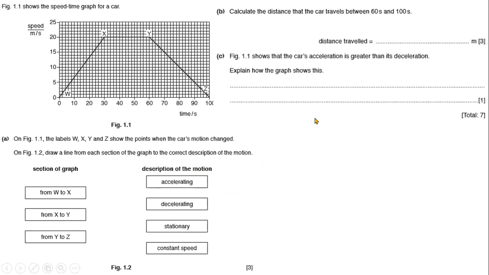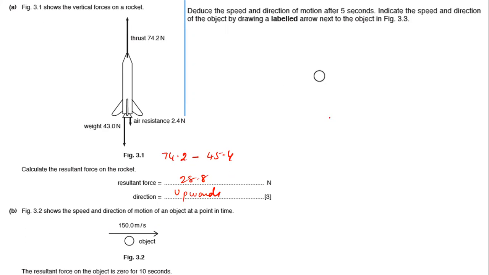Just wait. This is my figure 3.3. So now the object is moving like this. Speed and direction of the object given time. The resultant force on the object is 0 for 10 seconds. That is the speed. That is the speed and direction of the motion after 5 seconds.